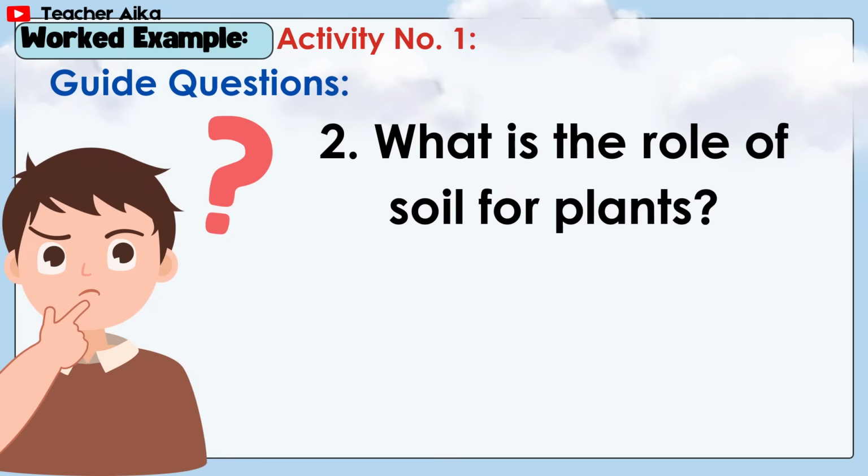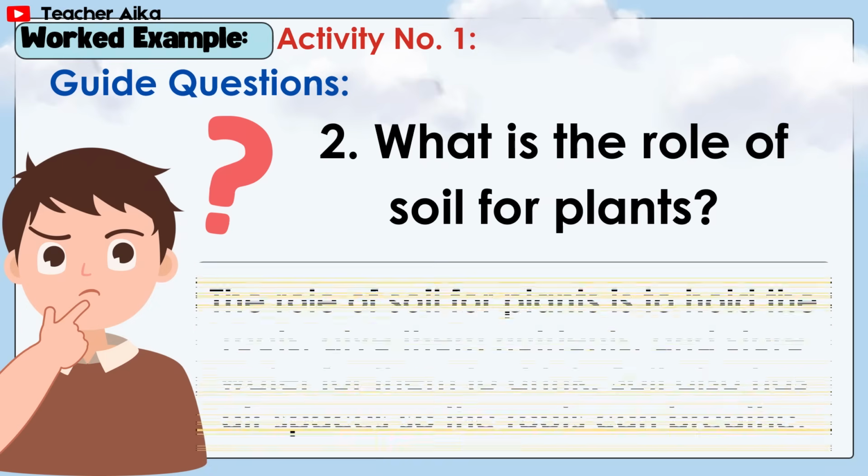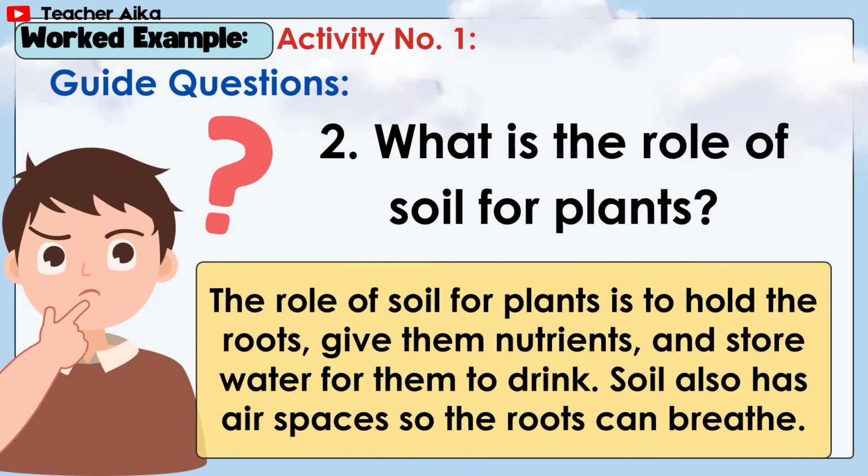Number 2. What is the role of soil for plants? Answer. The role of soil for plants is to hold the roots, give them nutrients, and store water for them to drink. Soil also has air spaces so the roots can breathe.